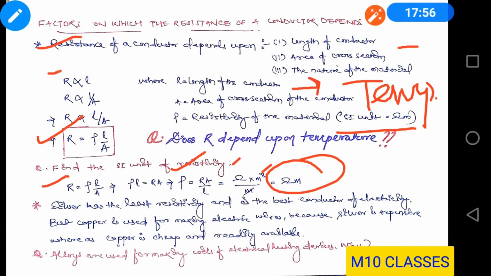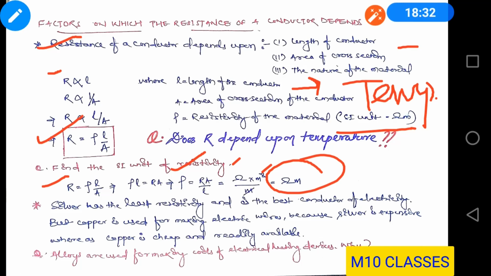Now silver has the least resistivity, so obviously it is the best conductor. But students, whenever you see the electric wires at your home, they are made up of copper. If silver is the best conductor, why do we not use it for electric wires? As you know, silver is quite expensive and not easily available, and on the other side copper is very cheap and readily available, and that is why copper is used for making electric wires.